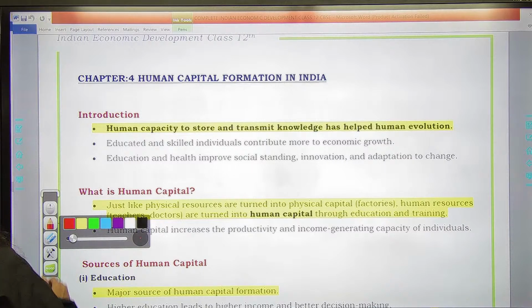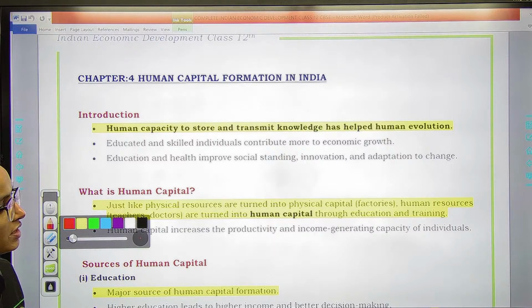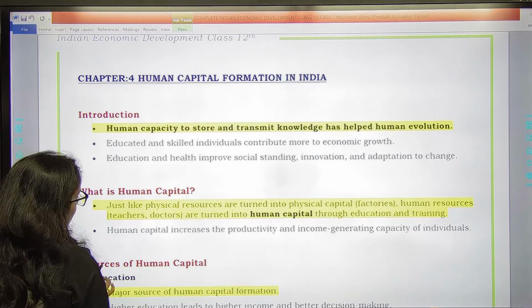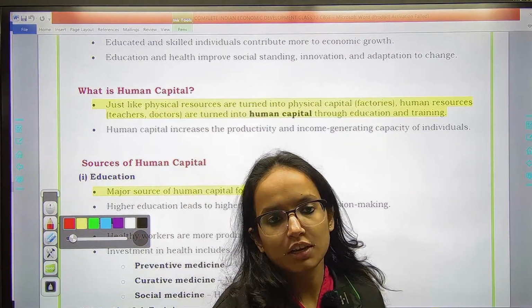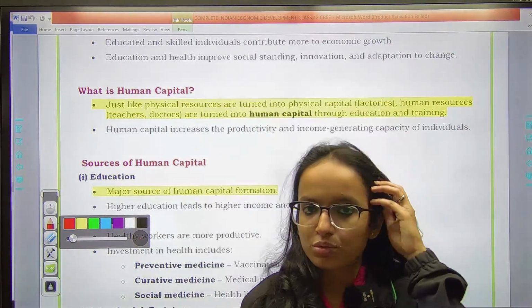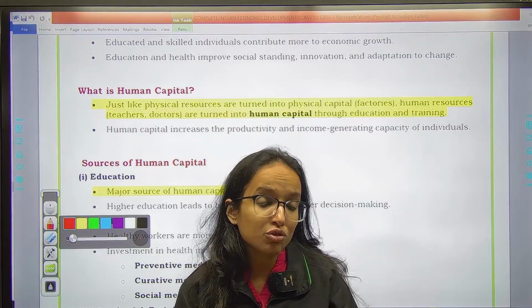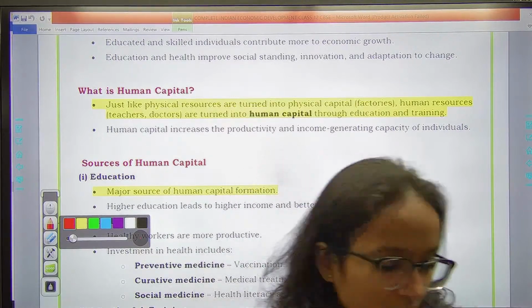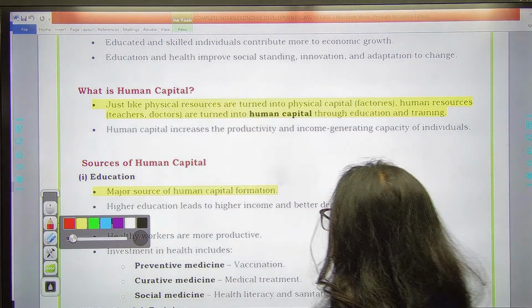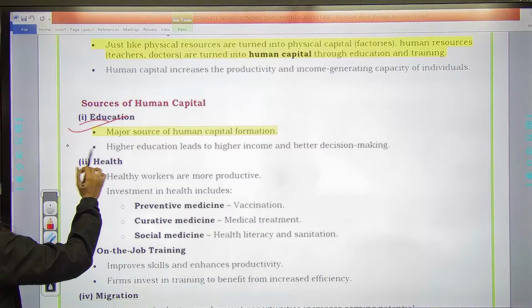All right, so first of all, what is this thing? Human capacity to store and transmit knowledge has helped human evolution. And what is human capital? Human capital is human as a resource. What is capital? A resource which helps in production, etc. So human is also a capital, but that person has to be educated. If your population is educated, that is an asset for the economy. Then sources of human capital: of course, as I told you, education. Major source is education.